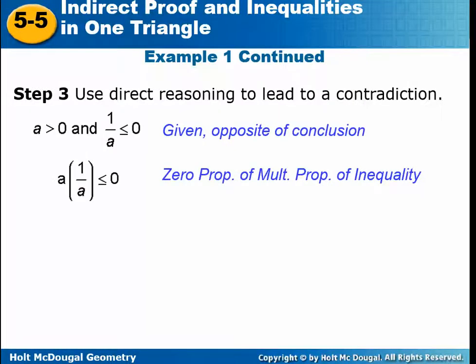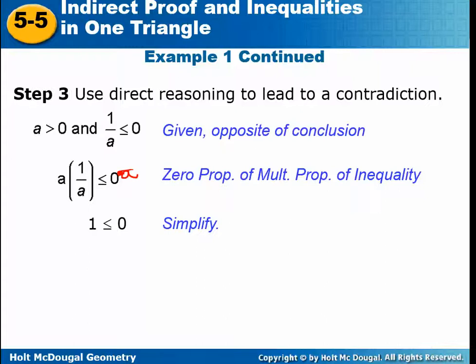Then we're going to use a property from earlier this year, the multiplication property of equality, that you could take 1 over a and you could multiply, they're not showing it, but you could multiply both sides by a, and what you would get would be 1 is less than or equal to 0, because 0 times anything is 0, so that gives you 0. 1 is less than or equal to 0.